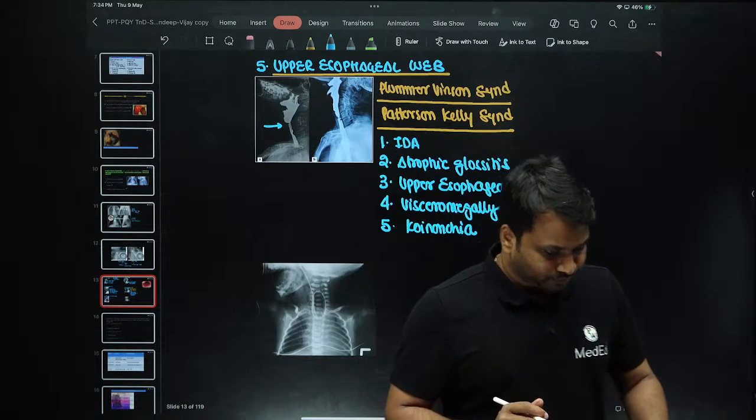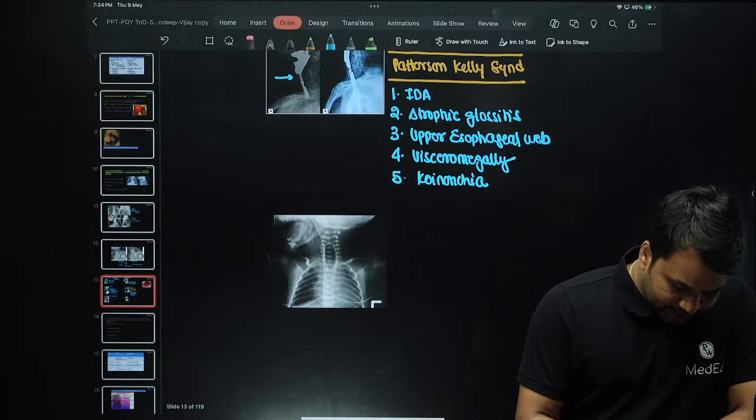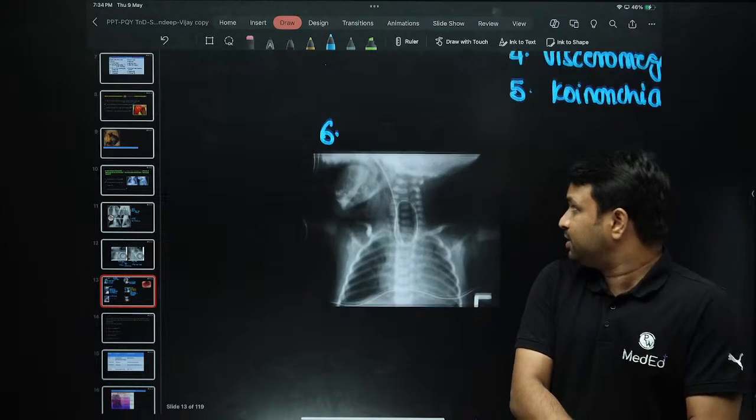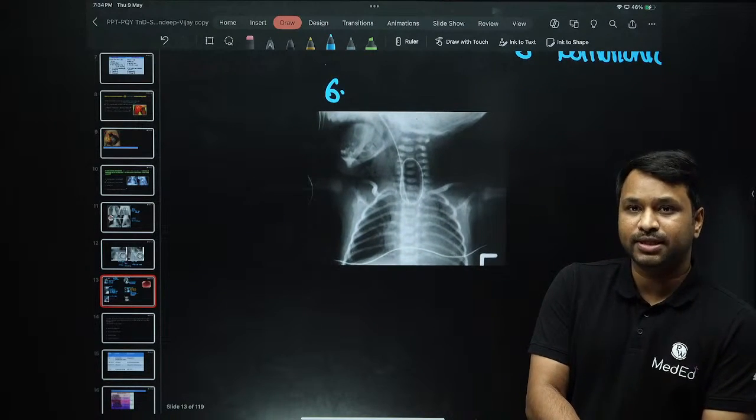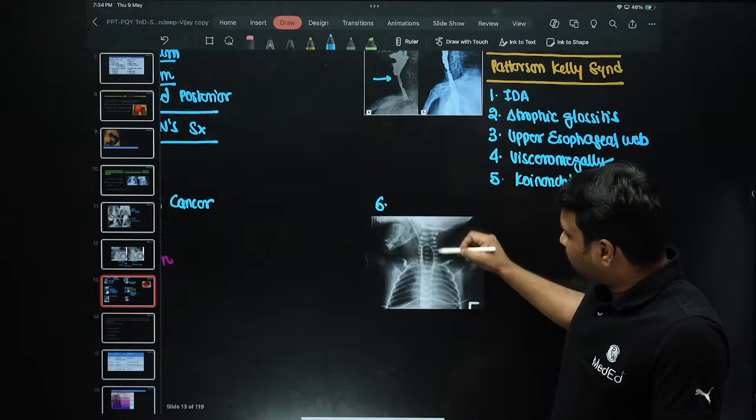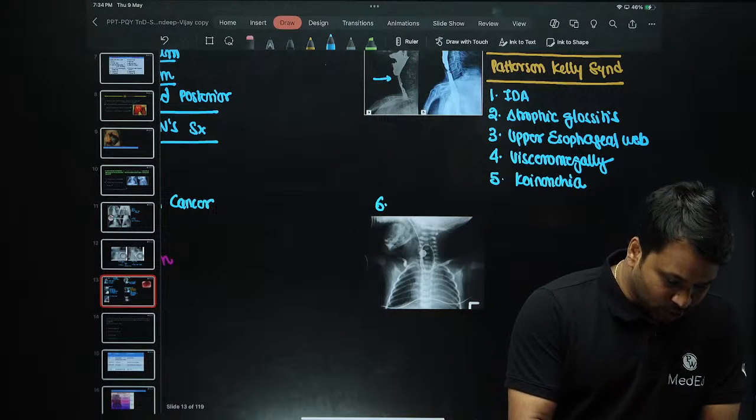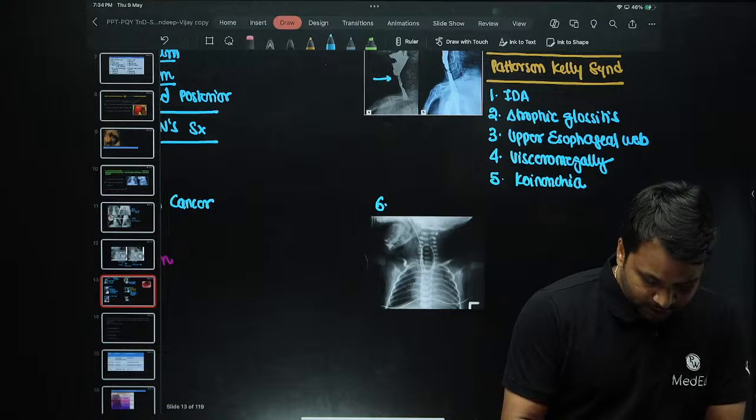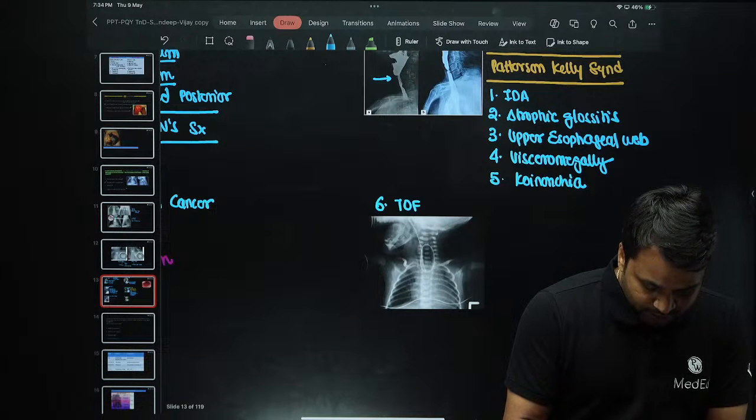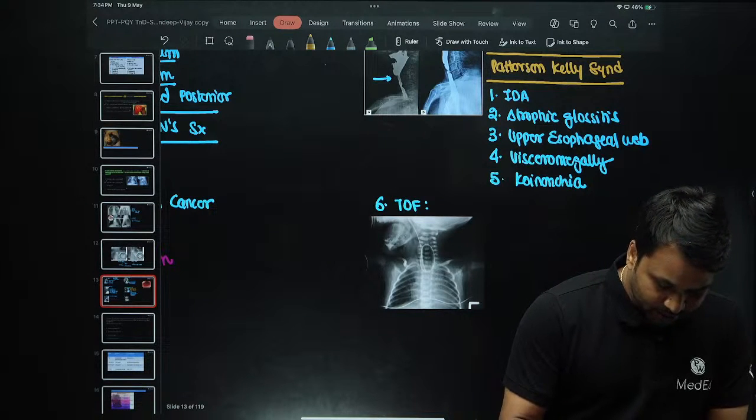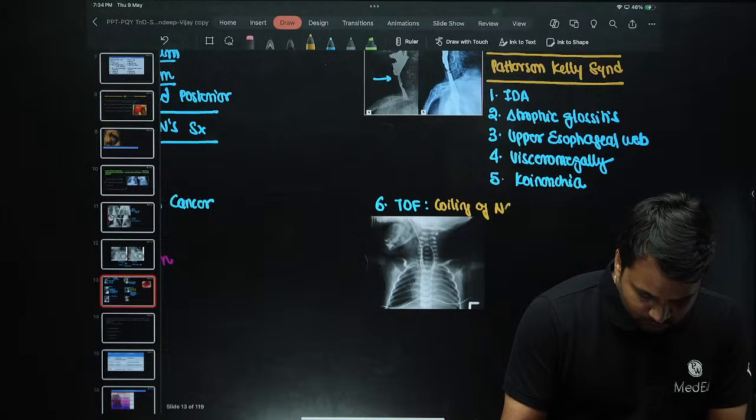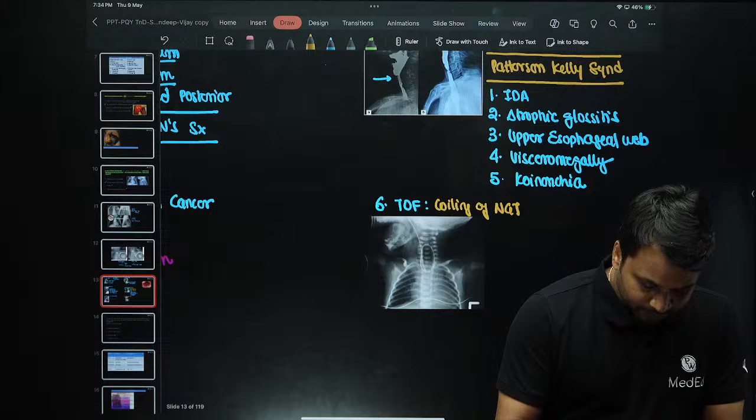Now, spotter number 6, again an important exam spotter. Can you see what this spotter number 6 is? Now you see there is something which is coiling inside, right? There is a coiling of the nasogastric tube, and this coiling of the nasogastric tube indicates tracheoesophageal fistula. Remember, here you see presence of coiling of nasogastric tube, right?